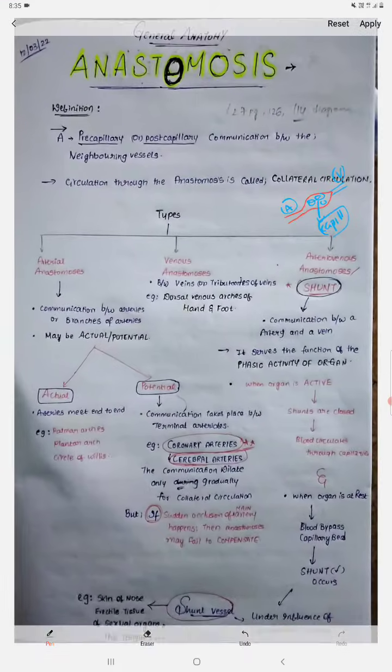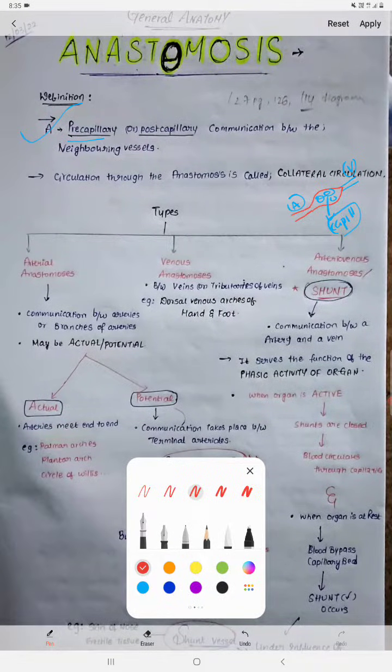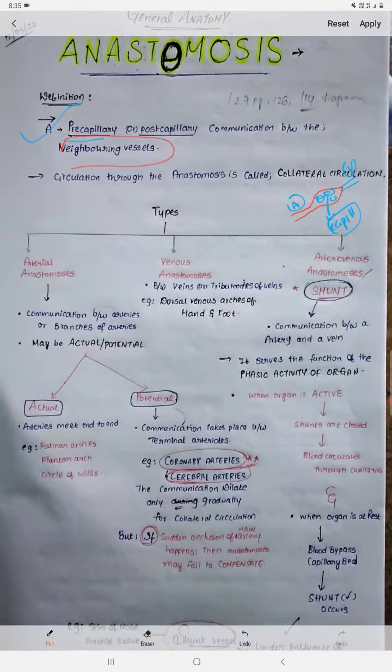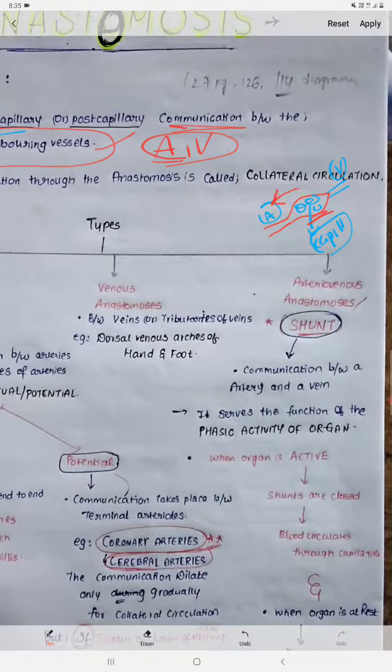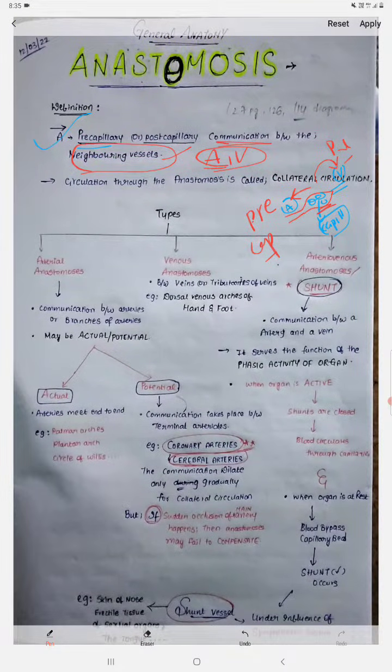Coming to the anastomosis, the pre-capillary or the post-capillary communication between the neighboring vessels is called anastomosis. In between the neighboring vessels means artery and the vein; artery and the vein will have the communication. Whatever is present in front of the capillary will be the pre-capillary communication, and whatever is present after the capillary is called post-capillary communication. The blood that flows through this anastomosis is called collateral circulation.